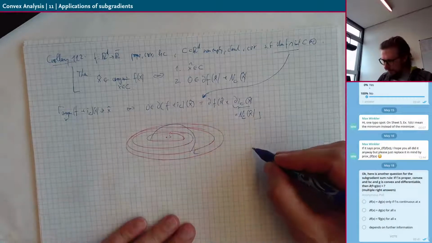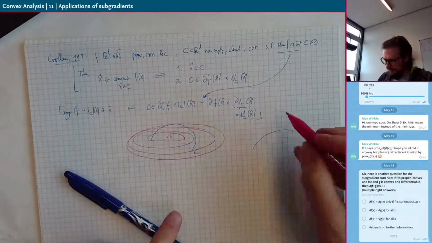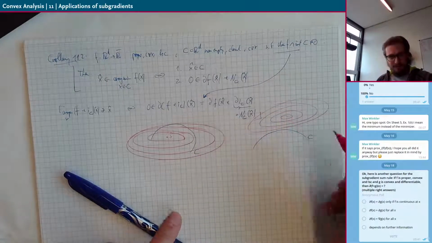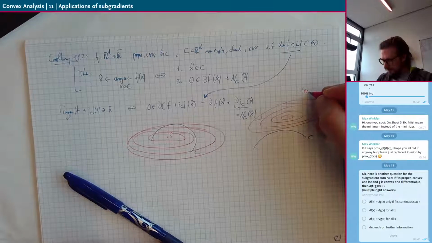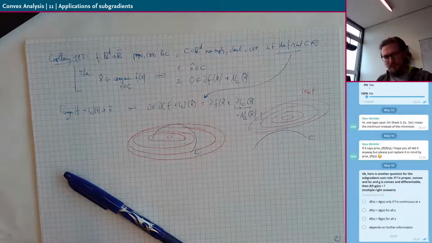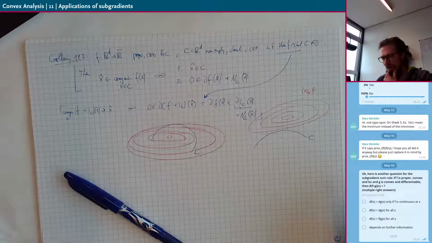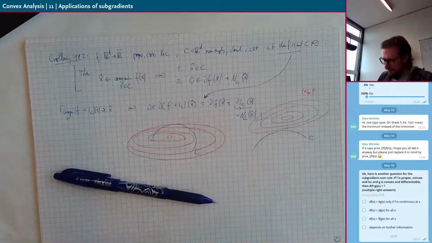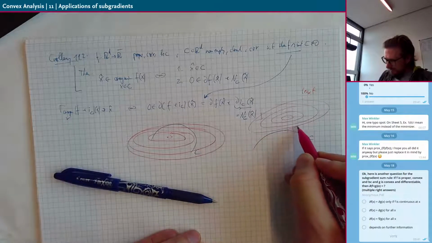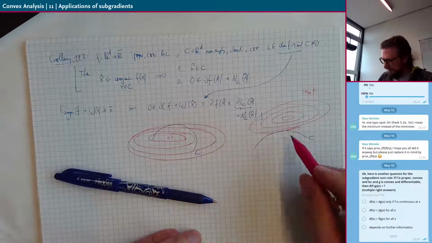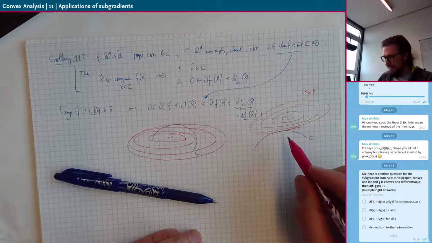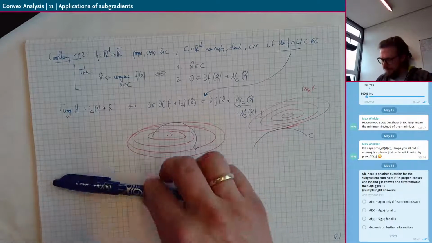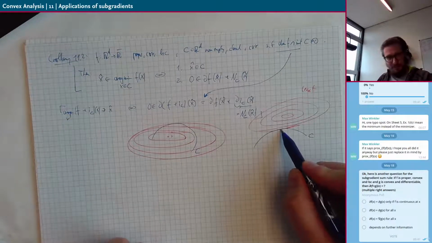The picture I wanted to draw was like this: this is C, and the level lines go like this, so the unconstrained minimum would be outside. These are the level sets of F. How do we now find a point in C which is minimal for F? Well, this is exactly where the level line touches C tangentially. So at this point here is where the minimum should be.